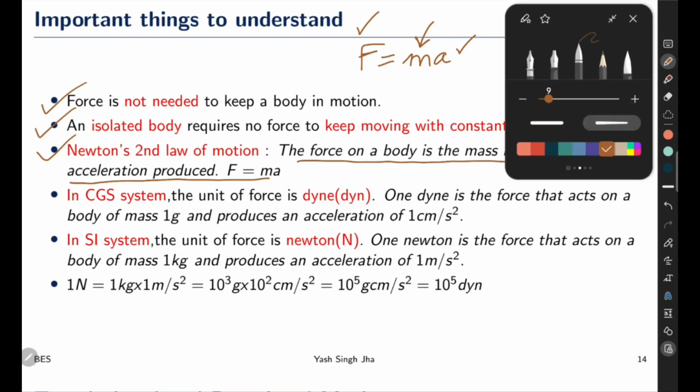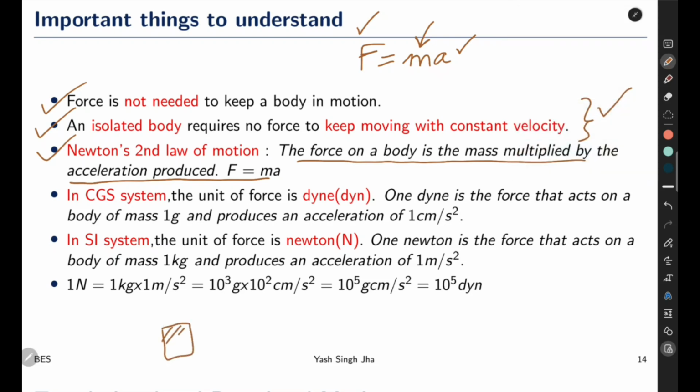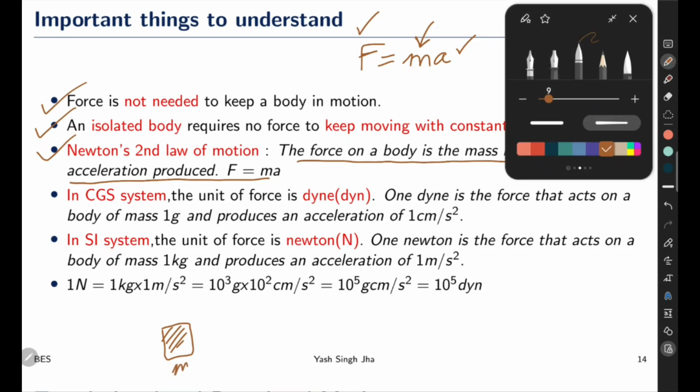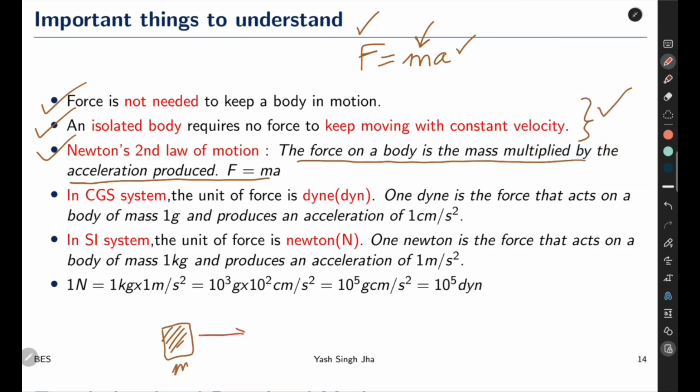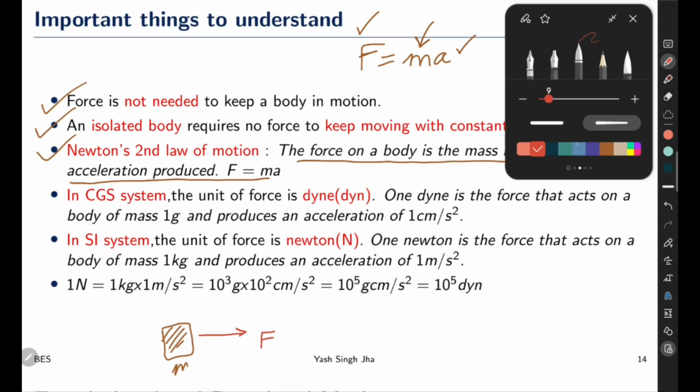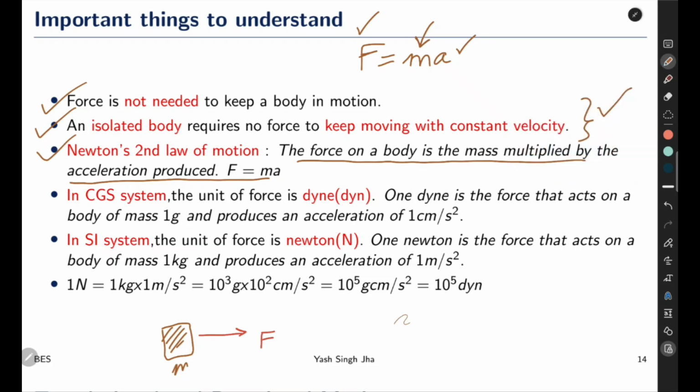I'm going to repeat it again. So there is a mass m on which a force F is applied. What happens? The consequence is that the mass m starts moving with an acceleration a. So force F is a force which when acted on a mass m produces an acceleration a. That is the consequence of the cause effect relation F equals ma.